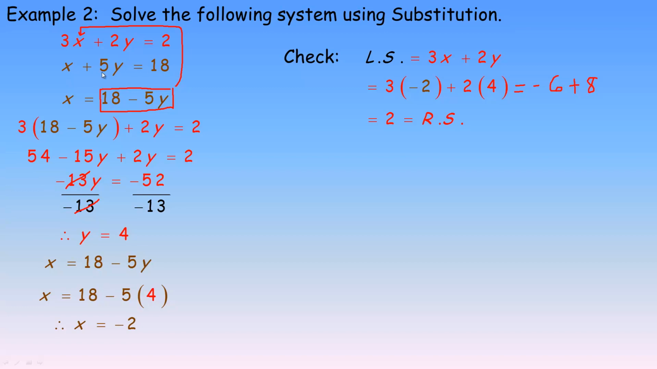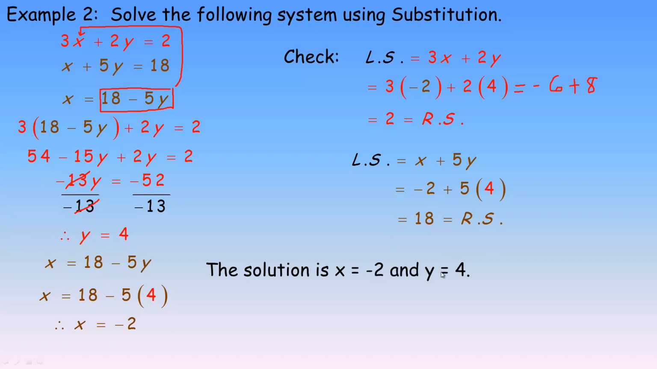So this is my left side for the second equation, the x plus 5y. And so I'm going to put my negative 2 here and my 4 here. So that's 20, and 20 minus 2 is 18, so it's supposed to equal 18. So that does check in the second equation. So the solution is x is negative 2, and y is 4.